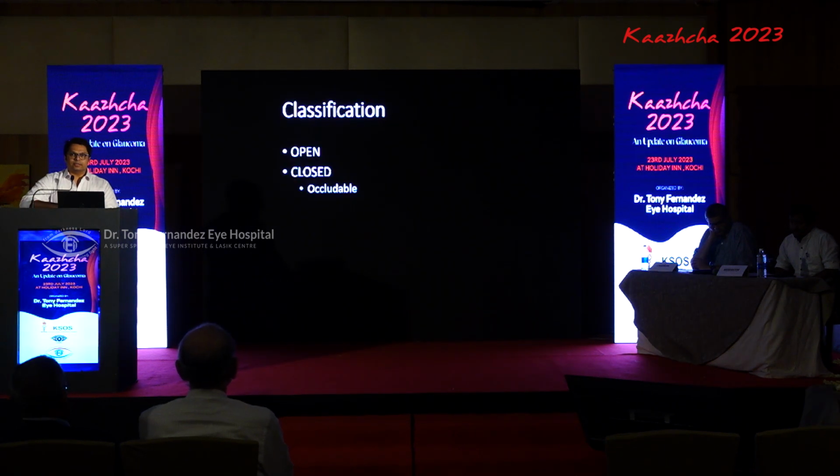We can classify the angle as open or closed. I will not confuse you right now with what is occludable. So let us look at what open angles are. On slit lamp examination and straight gaze gonioscopy, if there is a normal iris configuration and a visible aqueous access to the posterior trabecular meshwork, with the posterior structure visible on gonioscope being the scleral spur or ciliary body band, we can call it an open angle.